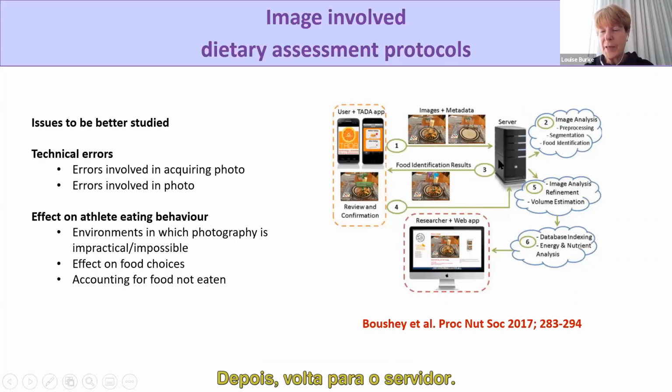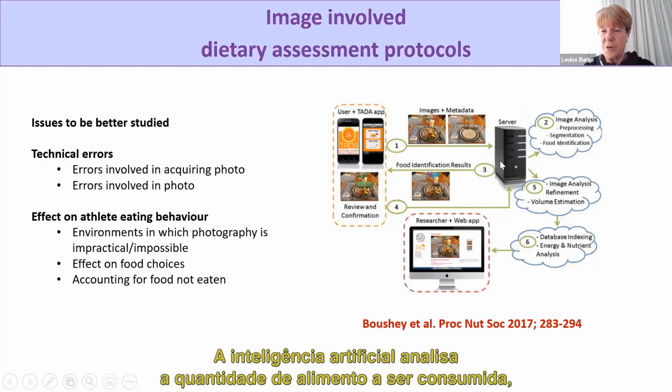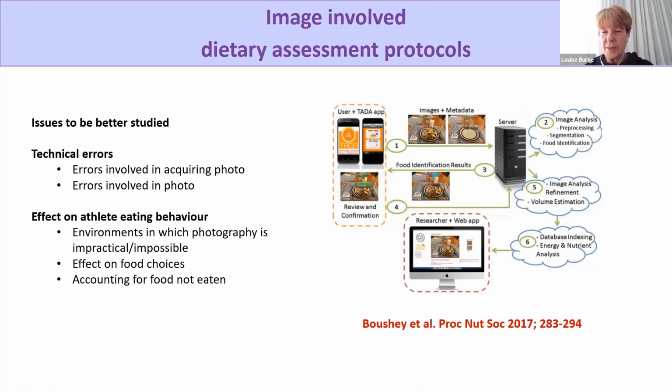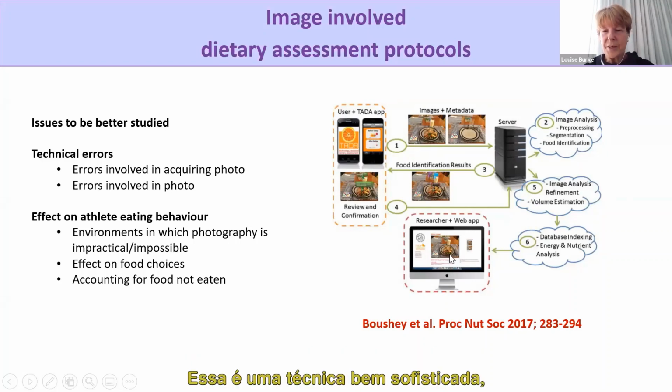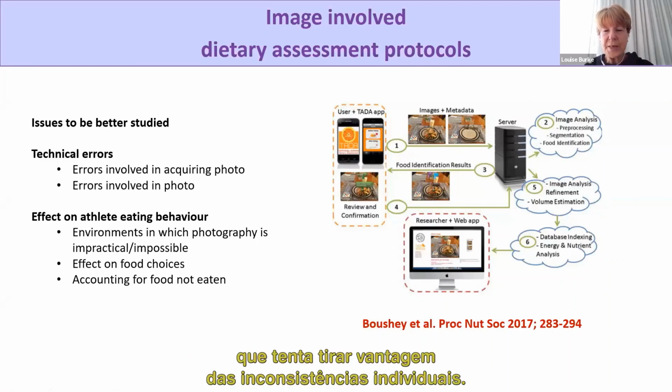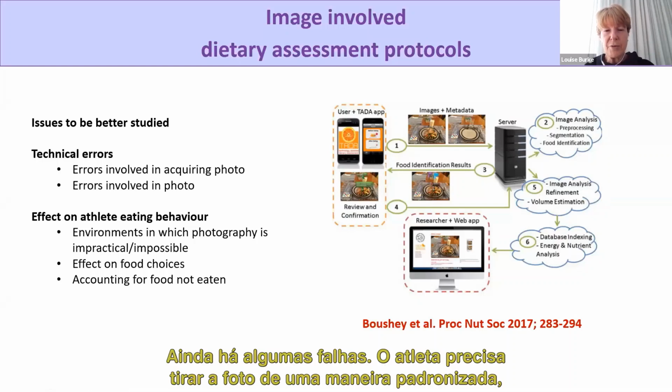It then goes back to the server. The server has artificial intelligence that allows the quantity of the food to be assessed, which is pretty remarkable, and then it is added to the food database to do the assessment. And so this is a very sophisticated technique which tries to take a lot of the individual or personal errors out of things. There are still going to be errors involved.